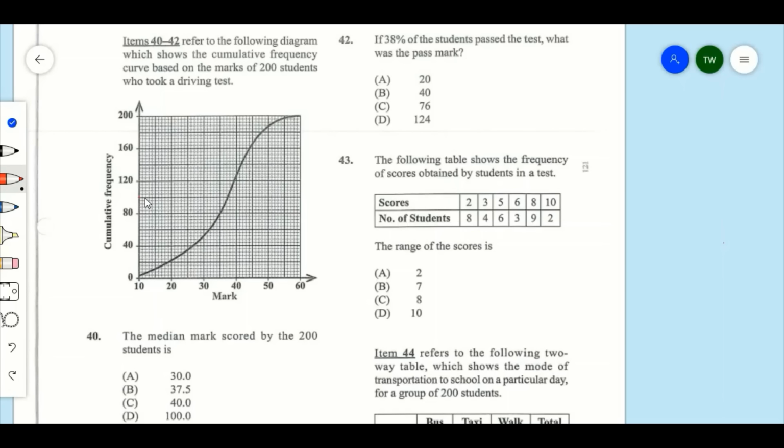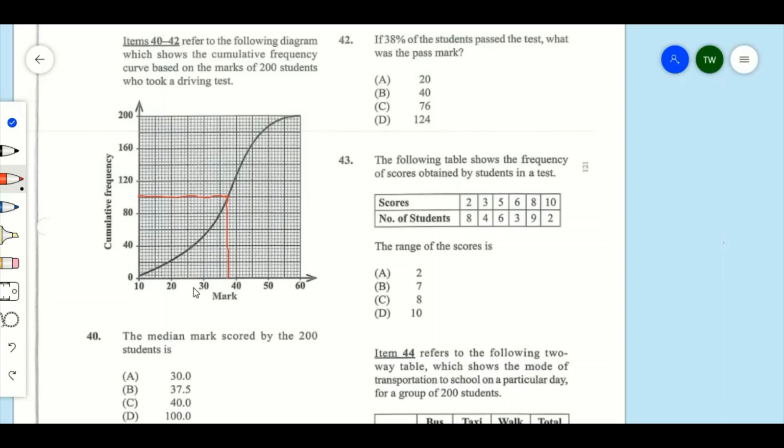So what we're going to do is draw a horizontal line going across, and where it touched the graph, we're going to draw a line going straight down. And my lines are not perfect.